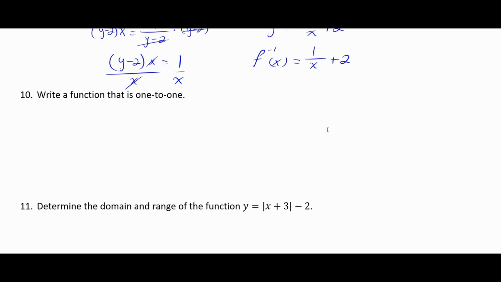For number 10, writing a function that is 1-to-1. You can write many functions that are 1-to-1. And then, something we could write is 1 over x. You could also write just x. That function is also 1-to-1. Anything that passes the horizontal line test, the HLT, is going to be good here. We could even write square root of x. Something that won't work here, something that isn't 1-to-1, is x squared. So you don't want to write something like that.